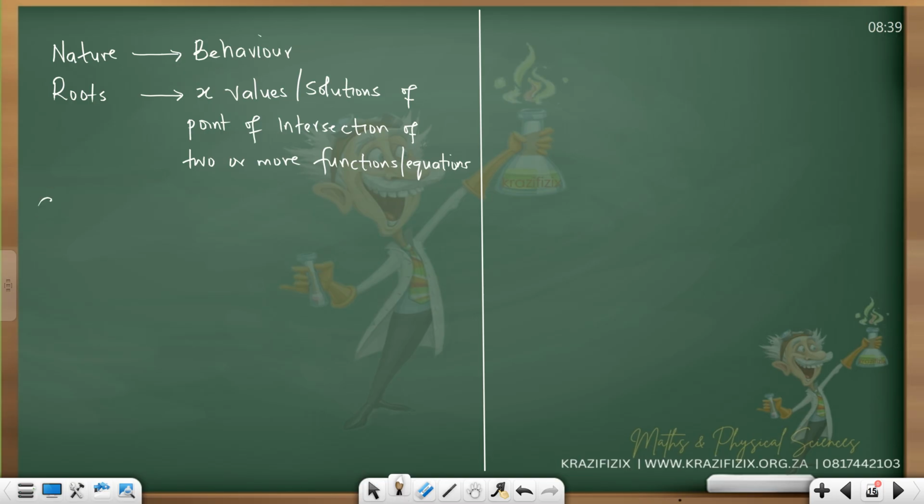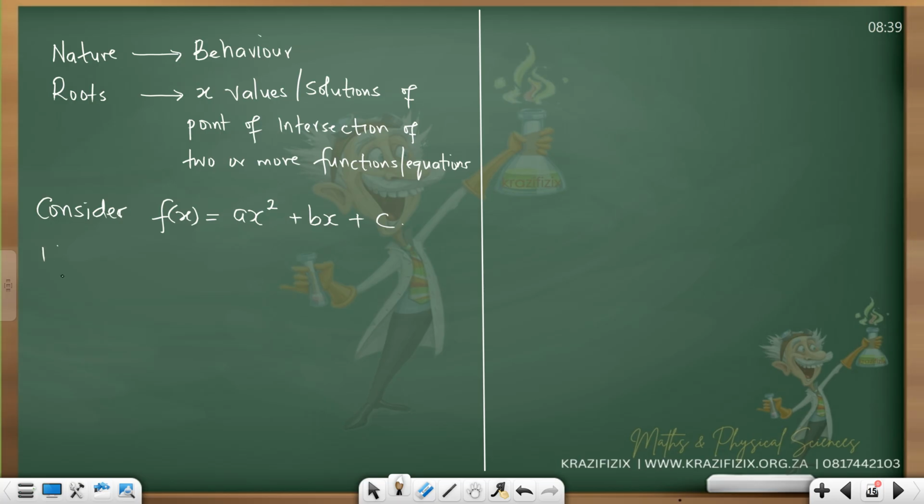X values or solutions of point of intersection. Please focus on the fact that I said x values. We're going to break this down quickly. Consider f of x equals ax squared plus bx plus c. From grade 10, we know that f of x simply means y. And we have this ax squared plus bx plus c. We are not new to that.